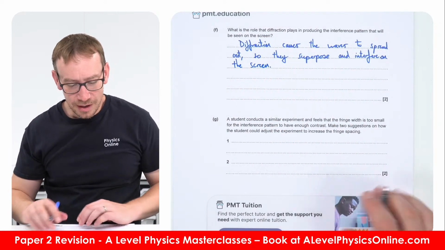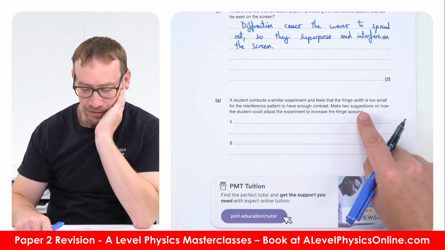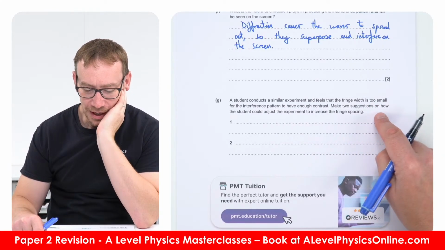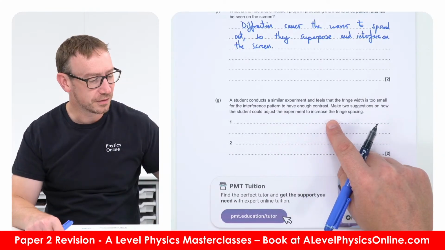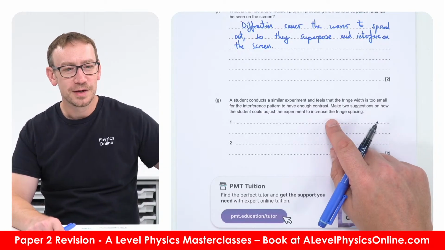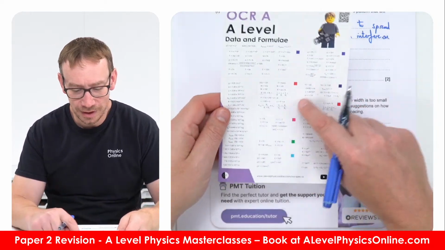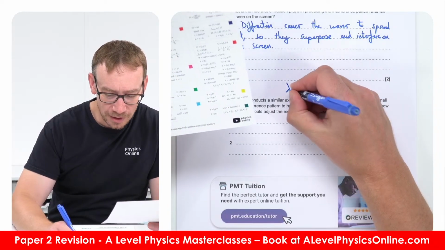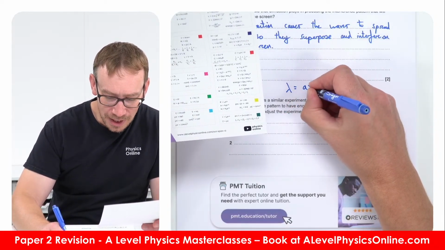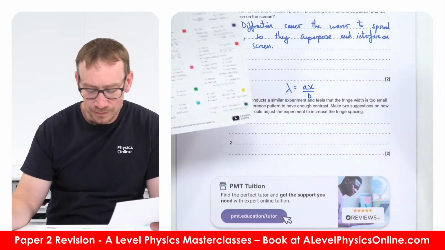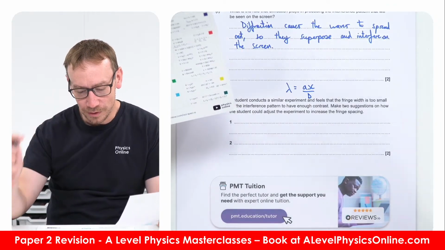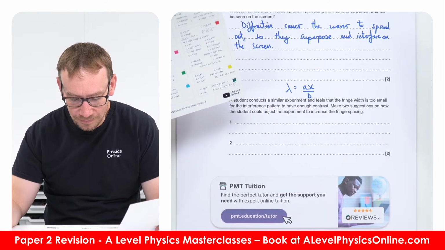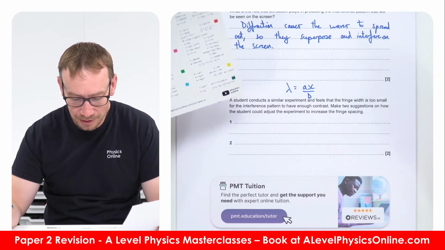Okay. A student conducts a similar experiment and feels that the fringe width is too small. Make 2 suggestions on how the student could adjust the experiment to increase the fringe spacing. So here, I'd be looking at this and finding an appropriate equation. So here we know that lambda is equal to ax over D. And basically we want the value of x to be bigger.